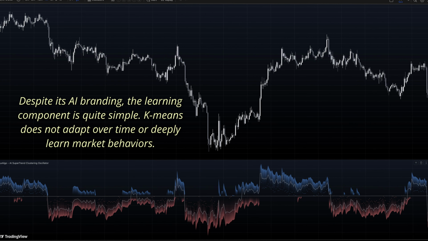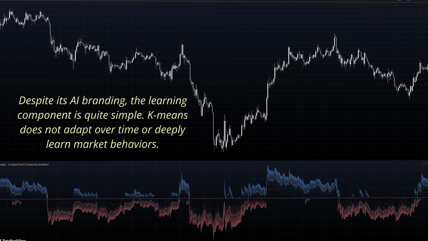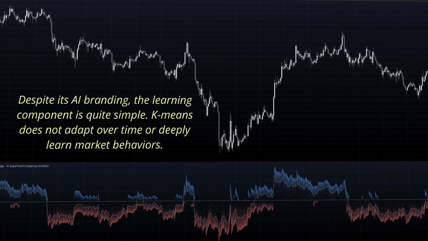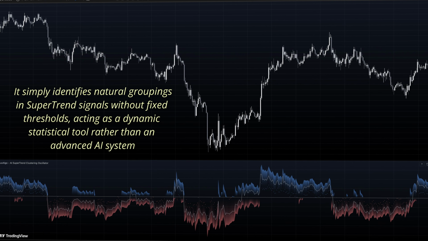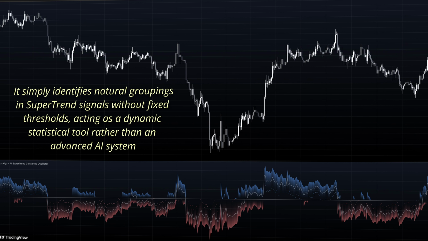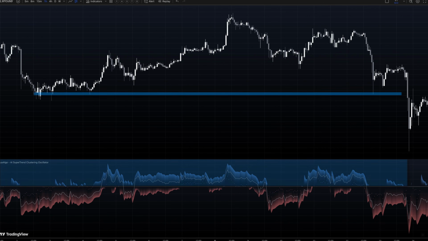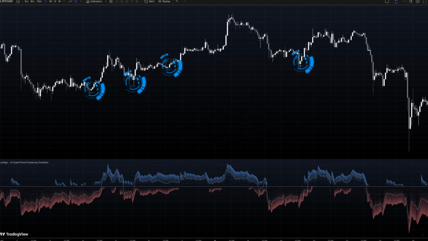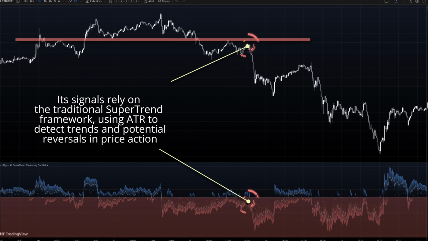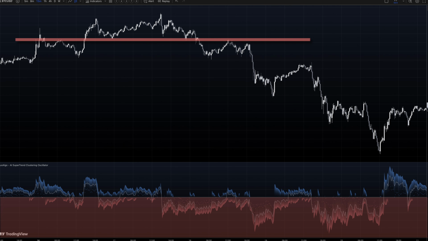K-means does not adapt over time or learn market behaviors in a deep way. It purely identifies natural groupings in the supertrend signals without using predefined thresholds. This makes it more of a dynamic statistical tool rather than an advanced AI system. The indicator visualizes trends through an oscillator display, with blue shades indicating bullish signals and red shades for bearish, where intensity reflects signal strength. While it leverages a legitimate machine learning approach, its predictions are still fundamentally tied to traditional supertrend-based technical analysis, rather than cutting-edge AI forecasting.